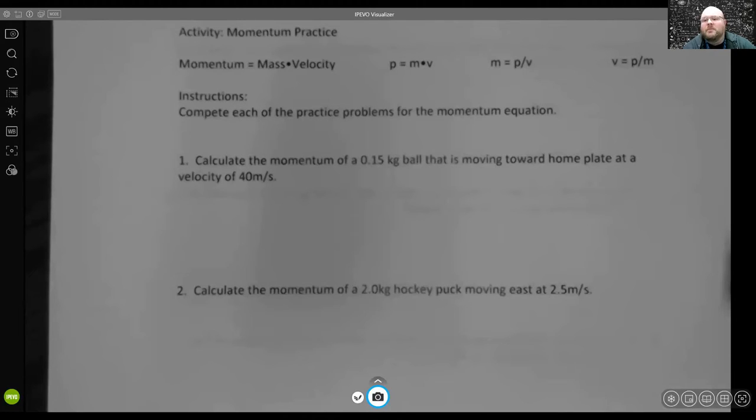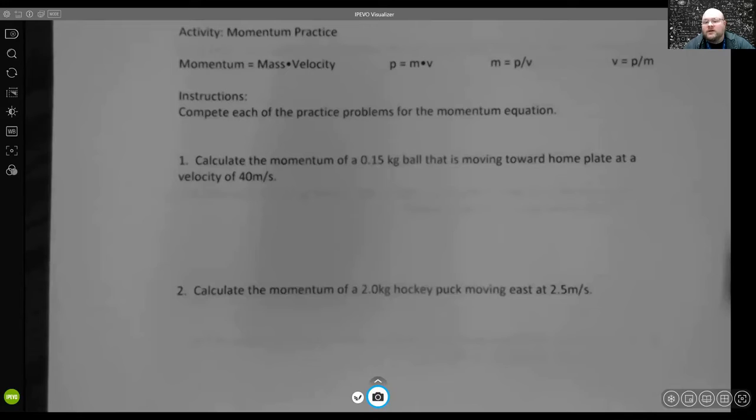So we can see at the top, momentum is mass times velocity, or P equals M times V. Sometimes they give you the momentum and the velocity, and you're looking for the mass, so that would be mass equals P over V. Sometimes they give you momentum and mass, and you have to look for the velocity, and that's going to be V equals P over M. Just pay attention to what they're looking for.